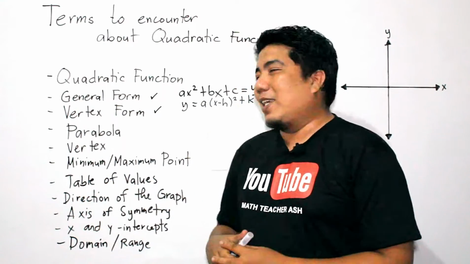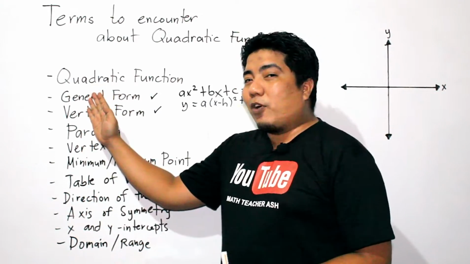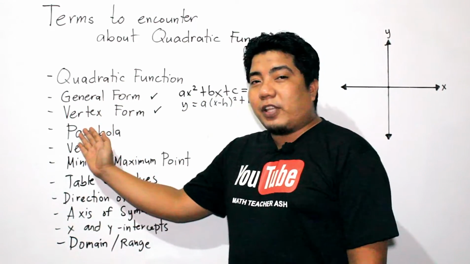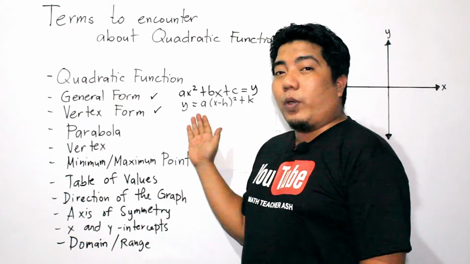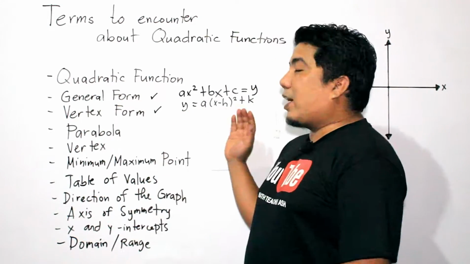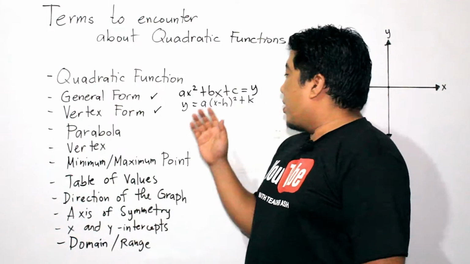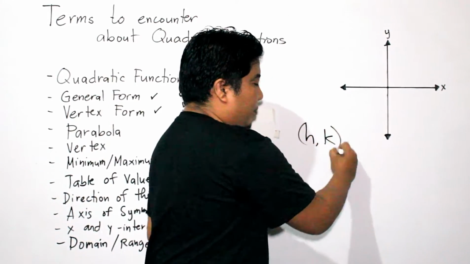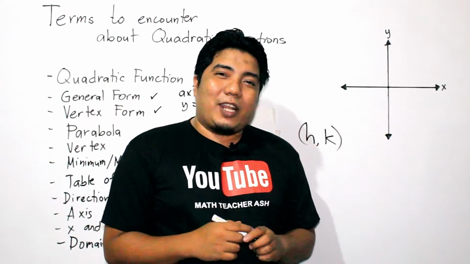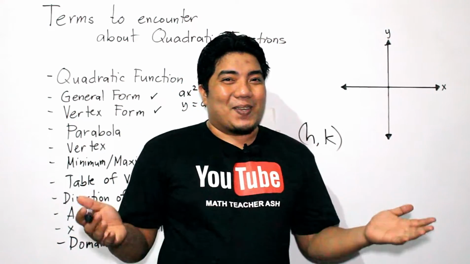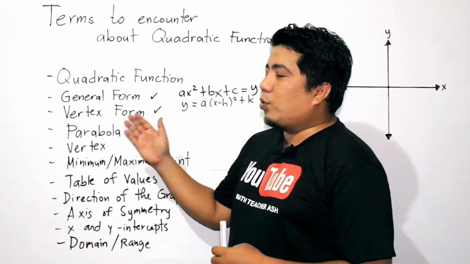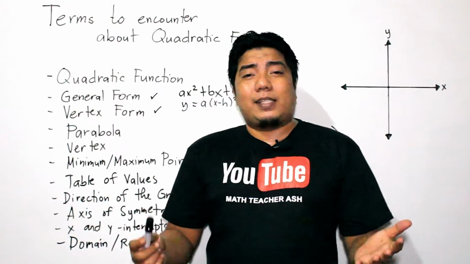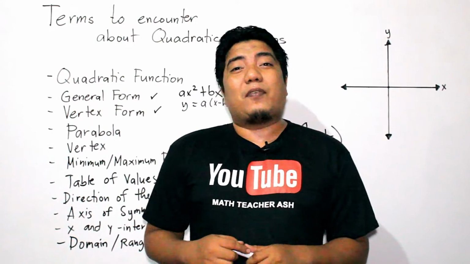Easy, right? Okay. So again, this is the general form. Ax squared plus bx plus c is equal to y. And our vertex form, y is equal to a times the quantity x minus h squared plus k, where h and k are the coordinates of your vertex. Okay, now, let us go to parabola. What is a parabola? The parabola is basically the graph of a quadratic function.